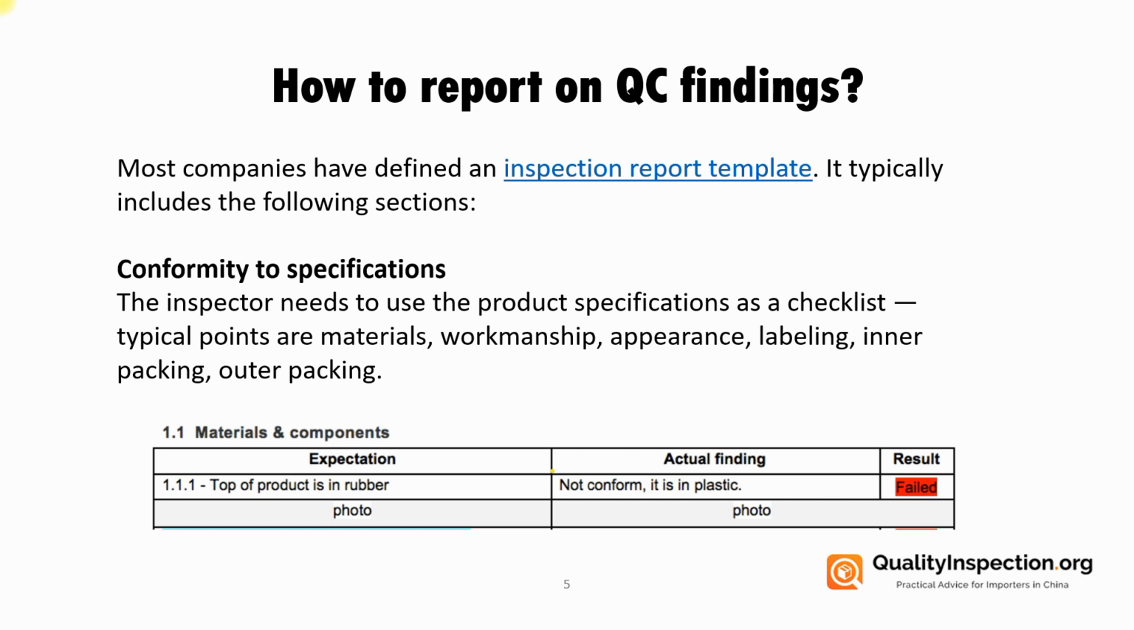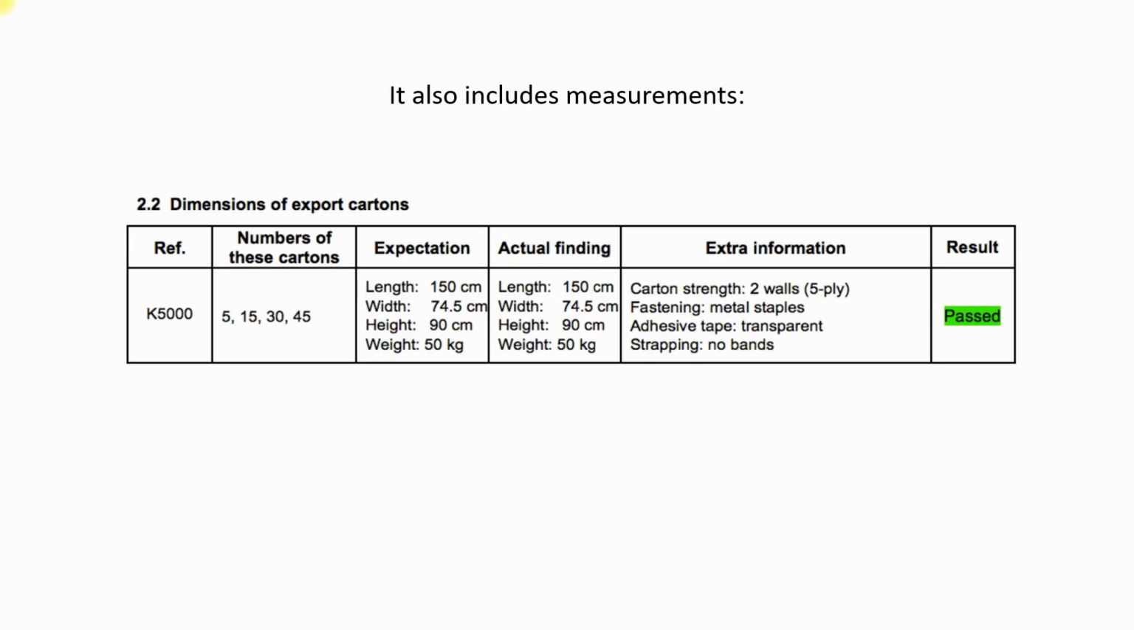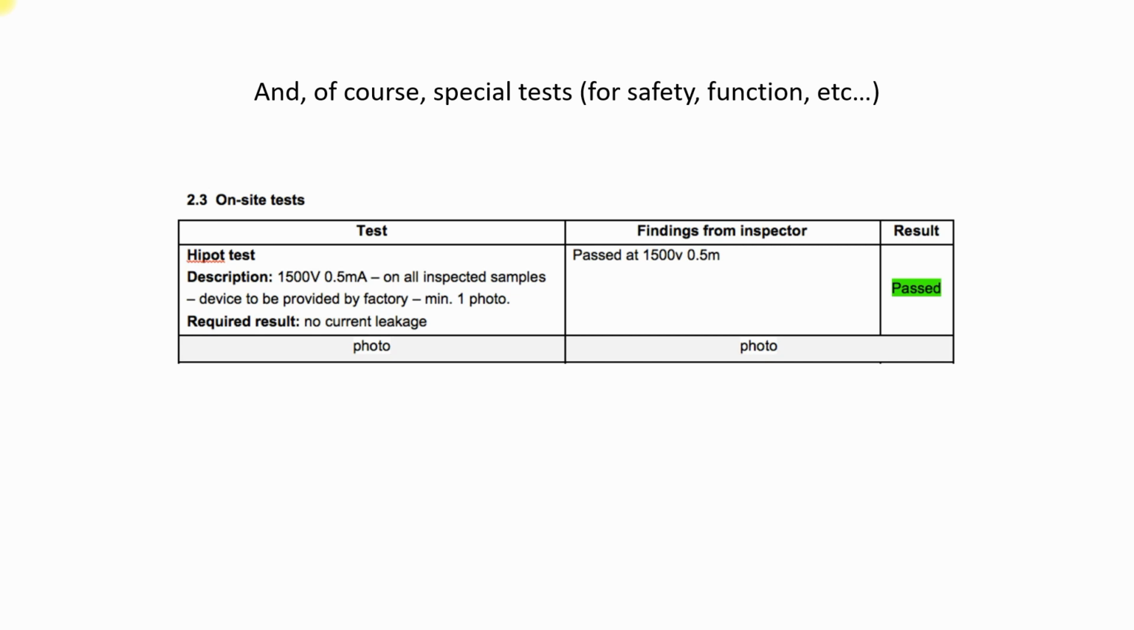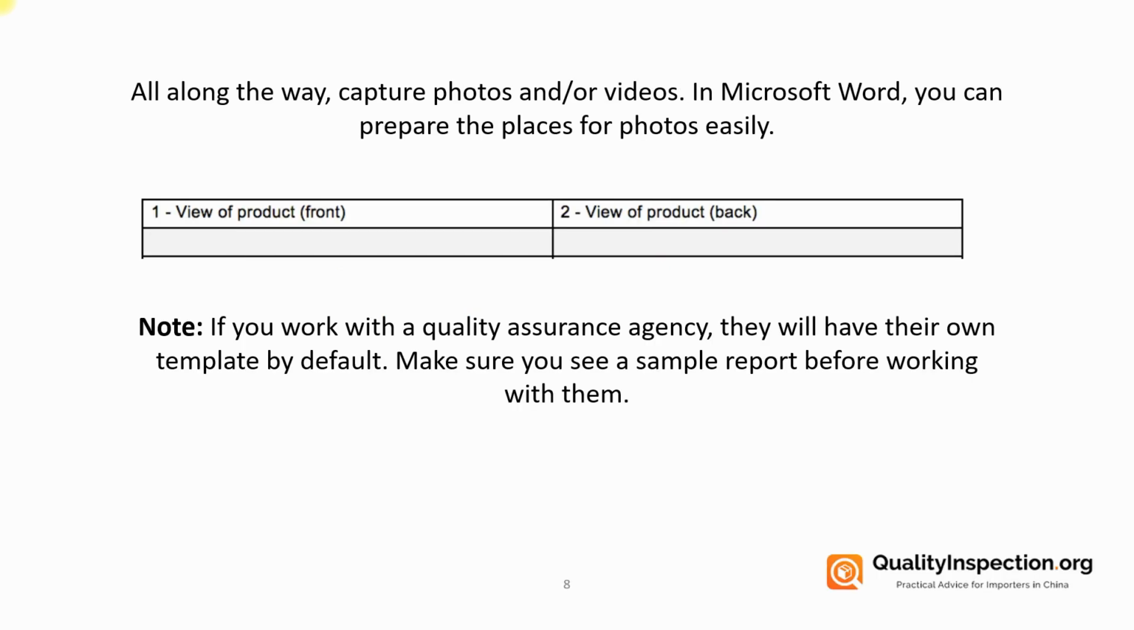First of all, materials and components. In this case, the product has failed because the inspector is expecting rubber and has found plastic. It also includes measurements, so you can see here that the measurements are correct. And special tests, so this could be for the safety, function of the product, etc. And here the test has also been passed. All along the way, the inspector will be capturing photos, maybe even videos. Even in programs like MS Word, you can prepare places to add these media very, very easily.